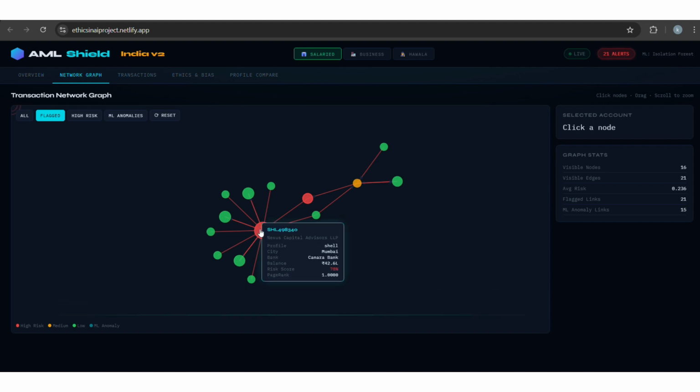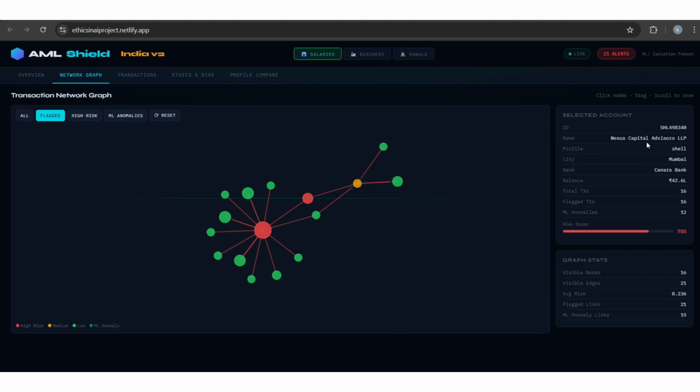Clicking on any node displays the full account profile in the right panel: name, bank, risk scores, PageRank, total transactions, and the count of rule-flagged versus ML-flagged transactions of that account, along with ML anomaly links and flagged links.